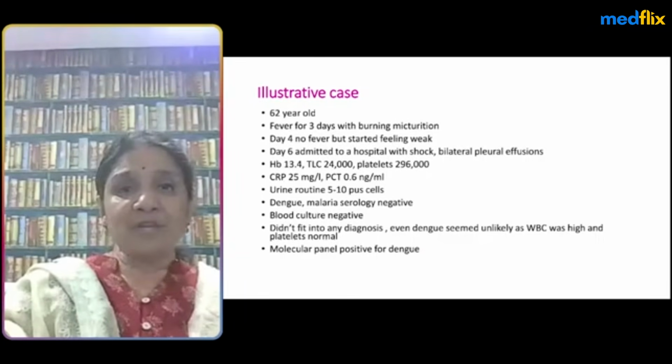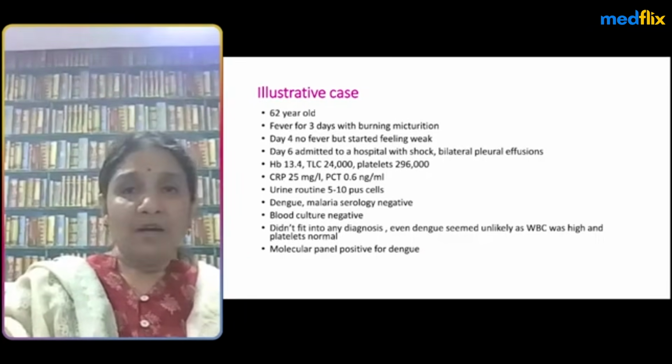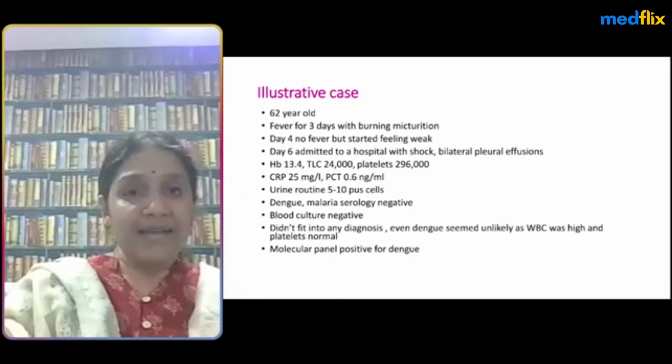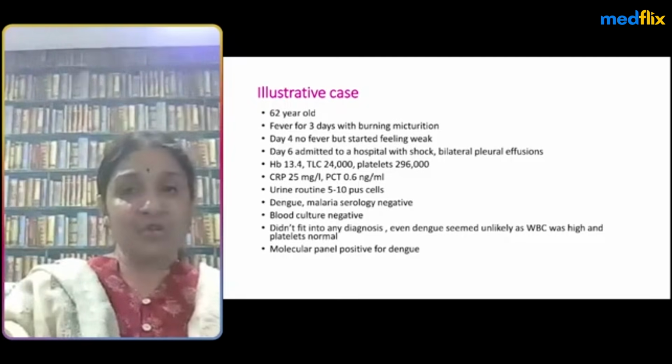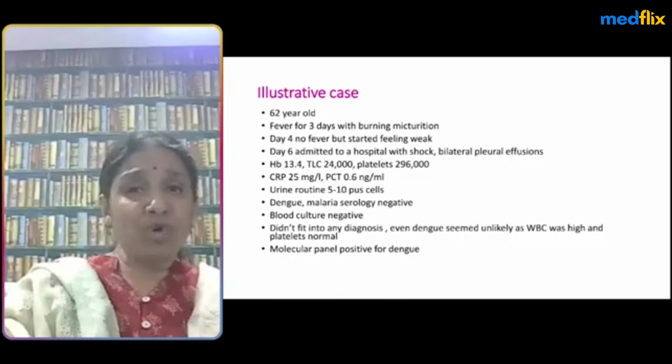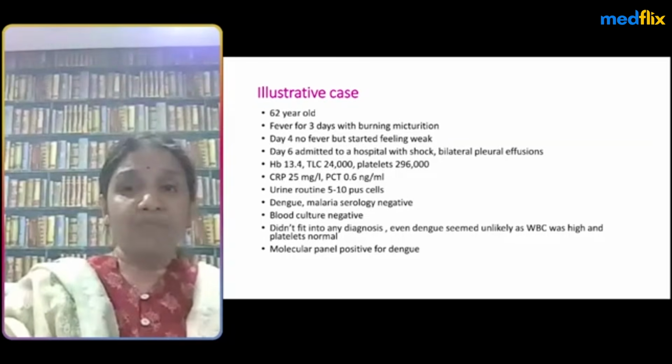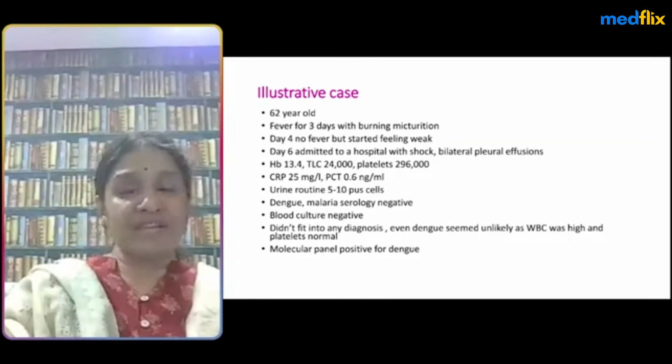Now, normally, somebody would think that this is like urosepsis. So counts are high. He had burning micturition. But what was odd was that his CRP and Procal were not high. Dengue, malaria was negative. Blood culture was negative. Even one would not think of dengue here because his count was high, platelets were high. But the whole disease was not fitting into anything. So a molecular panel was sent and it was actually dengue positive.